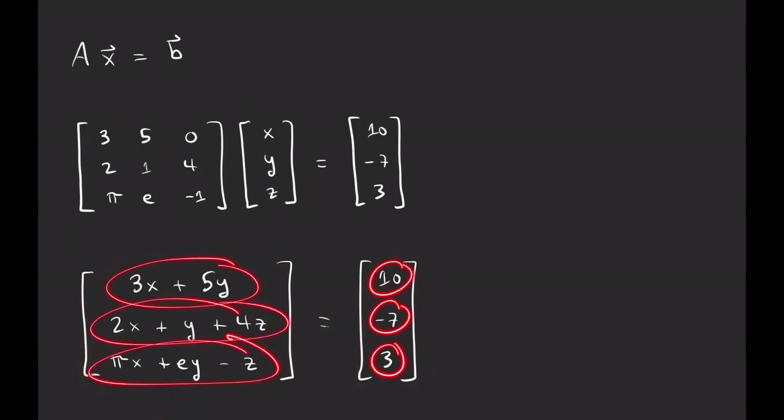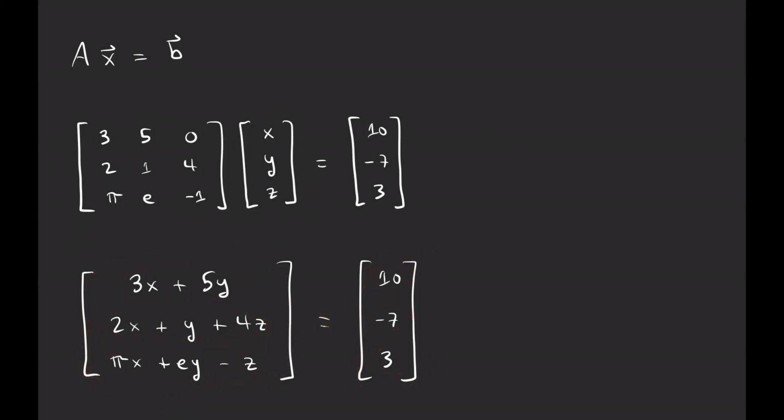So guess what? All of these have to be equal to one another. And this is going to be a great fallback. I know that 3x plus 5y has to equal 10. The top entries of each of these vectors have to match. I know that 2x plus y plus 4z has to equal negative 7. And I know that pi x plus e y minus z has to equal 3.